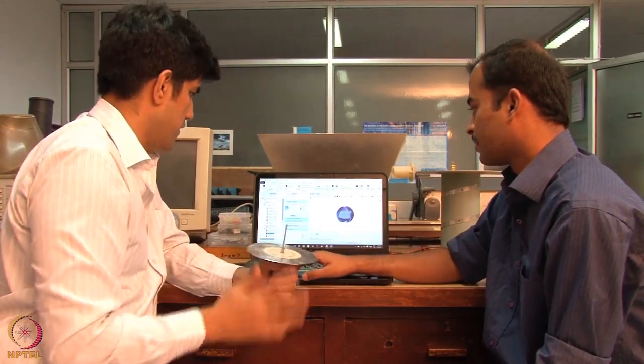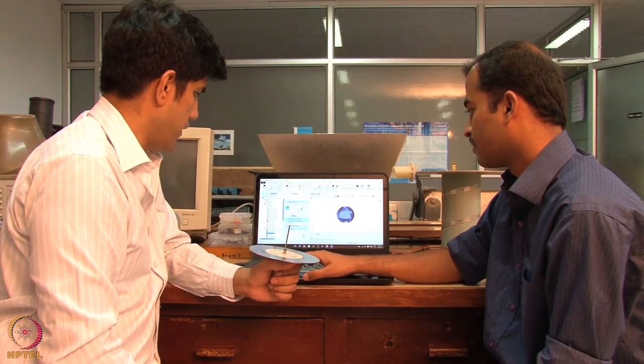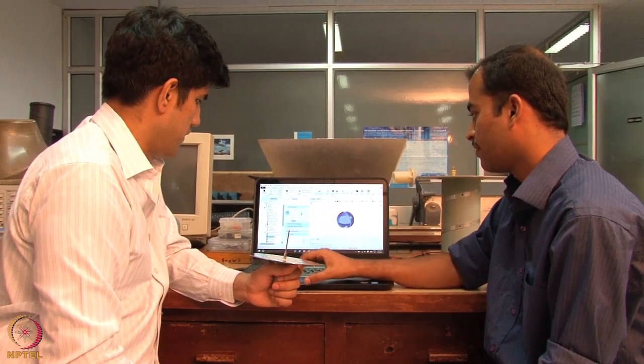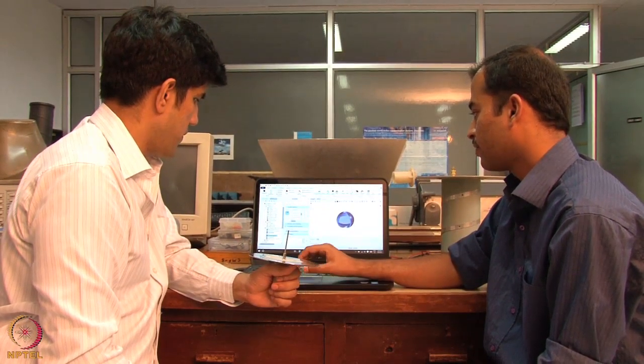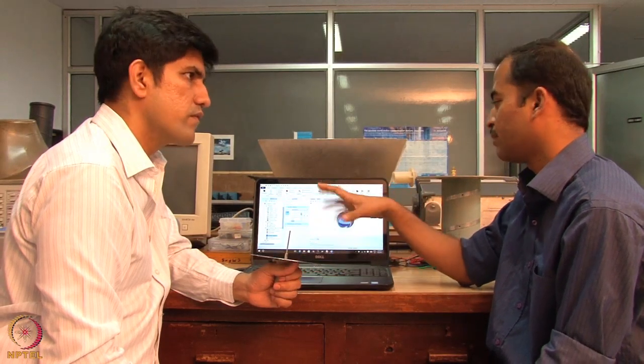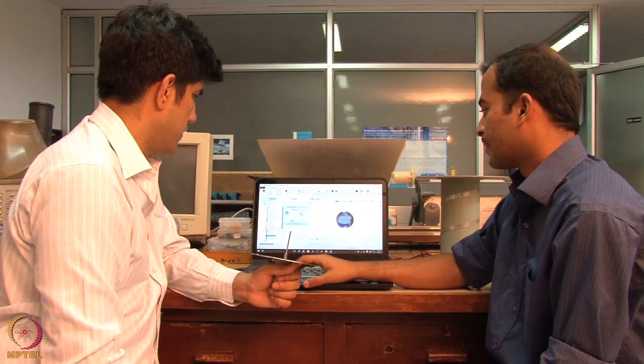So let's see the kind of initial values. Initial values are 0 everywhere. And then what we include here is the far field domain, because we want to calculate the far fields of the antenna.